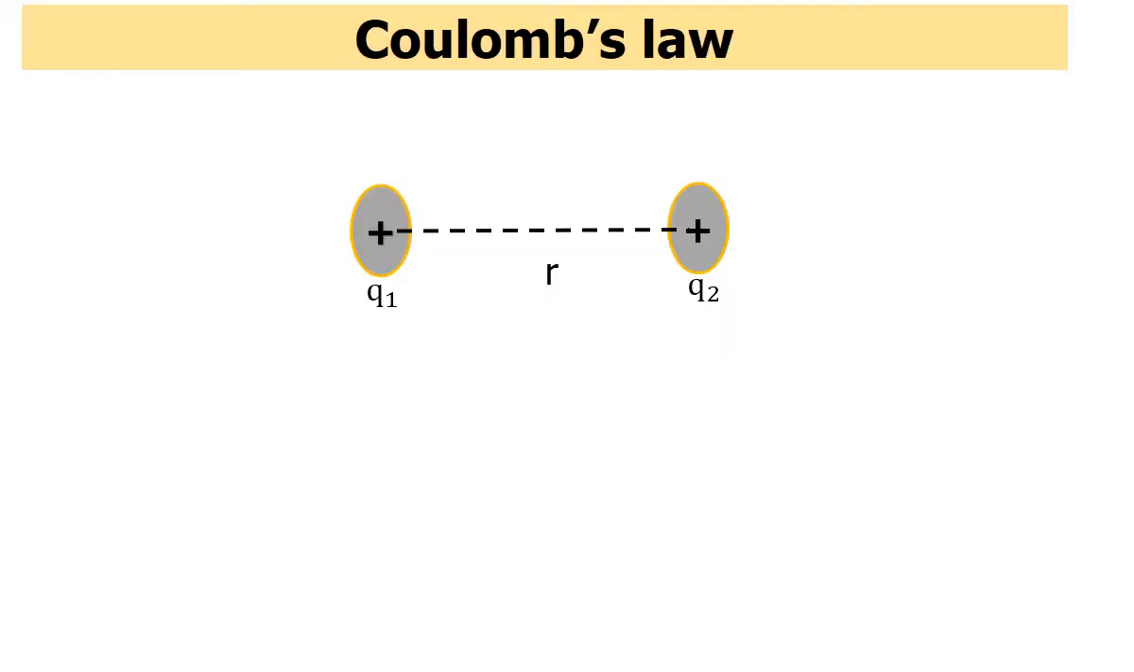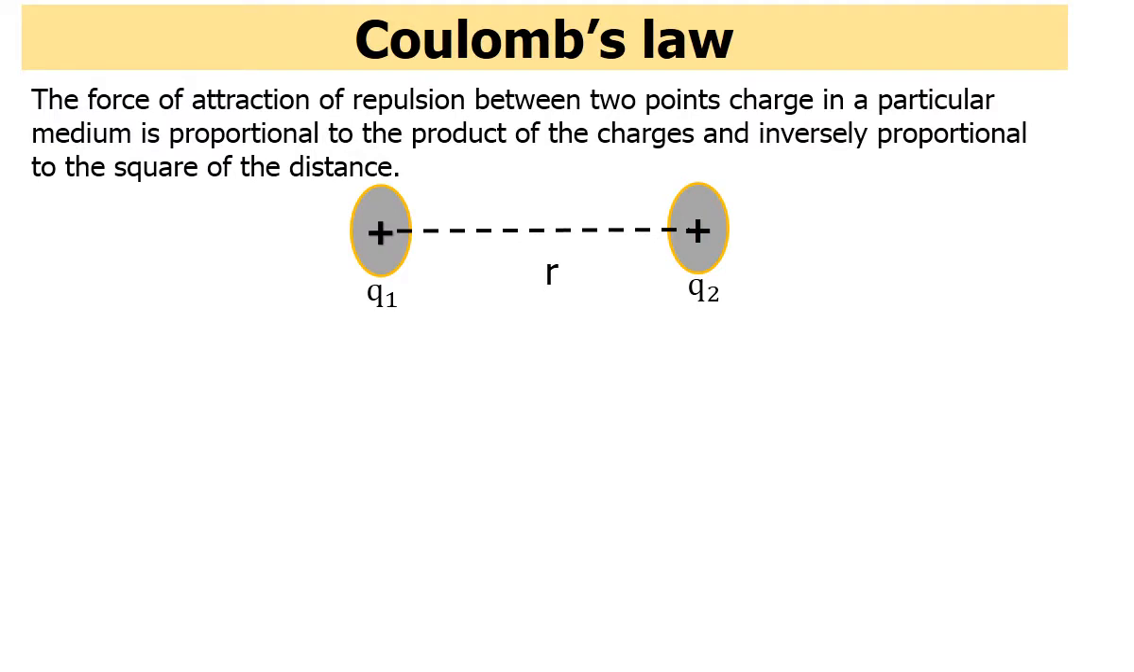Let's have a look at Coulomb's law. Coulomb's law is the force of attraction and repulsion between two point charges in a particular medium is proportional to the product of the charges and inversely proportional to the square of the distance between them. Here in the figure you can see the two charges, one is Q1, another is Q2, and the distance between the two charges is R.